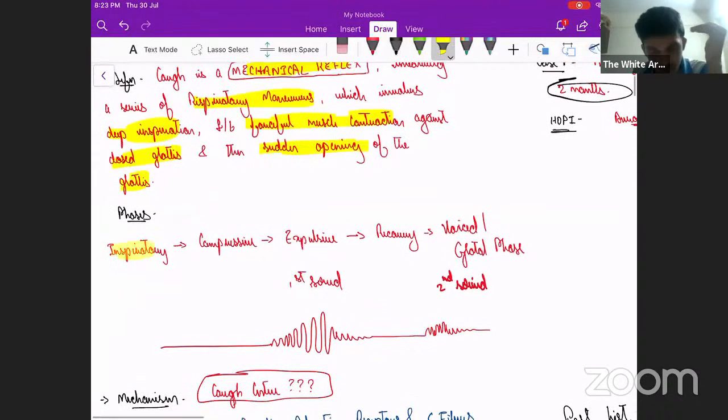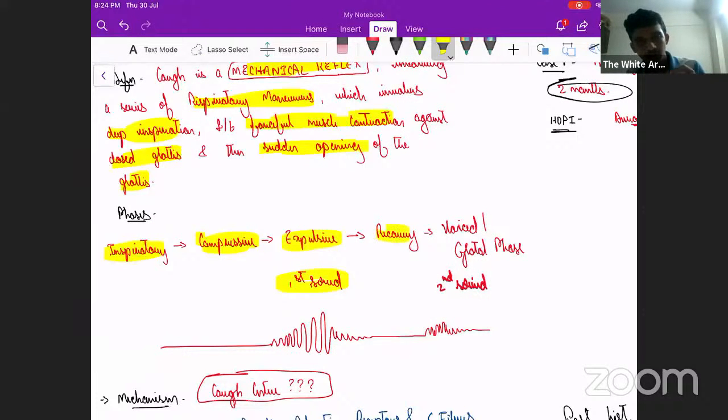One, there will be an initial inspiratory phase, followed by the compressive phase. Against the closed glottis, muscles contract. So there is the compressive phase and then suddenly the vocal cords open. So there is an explosion of air. So this is the expulsive phase. This is where you hear your first sound of the cough. This is followed by recovery.